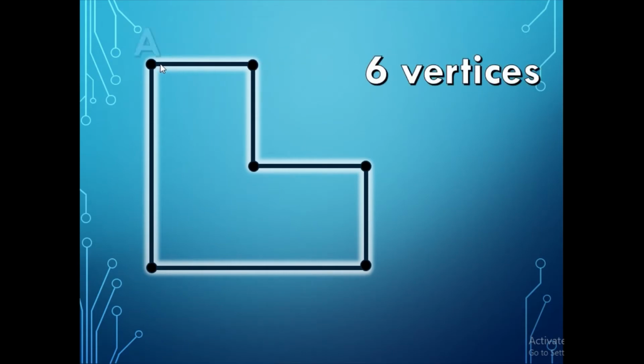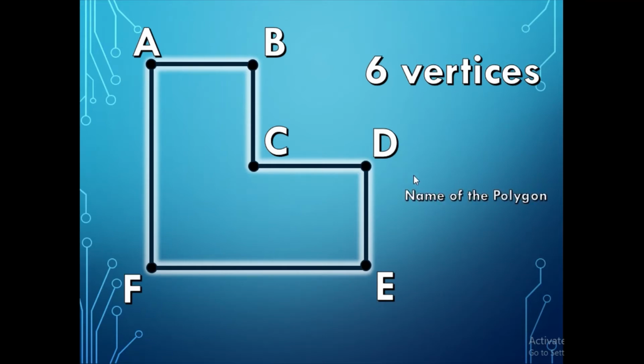How do we name the vertices? We have vertex A, vertex B, C, vertex D, E, and F. And using these vertices, we can also name the polygon. By writing the vertices consecutively, the name of the polygon is ABCDEF. You can also name it as BCDEFA, or you can have AFEDCB, for as long as the vertices are consecutively written. You are not allowed to name it as ACEDBF because those vertices are not consecutive.